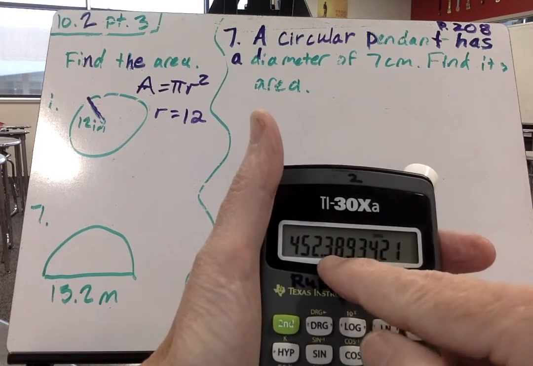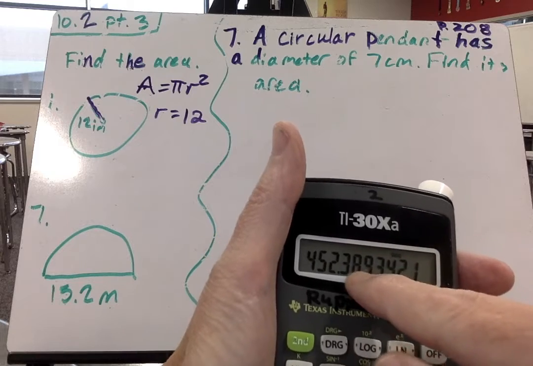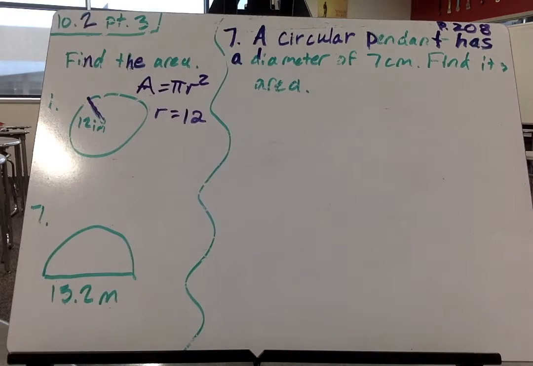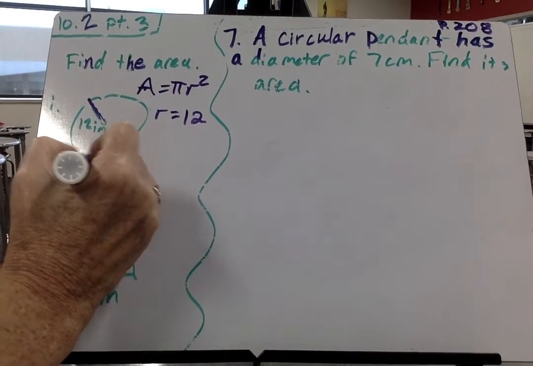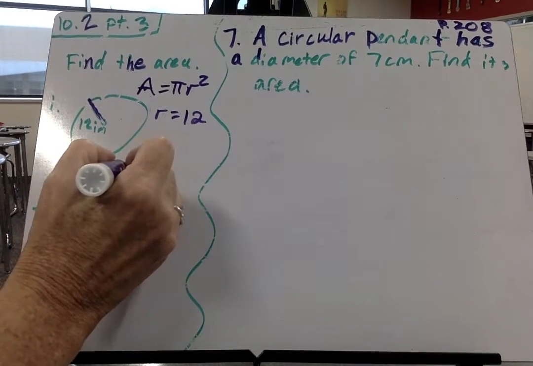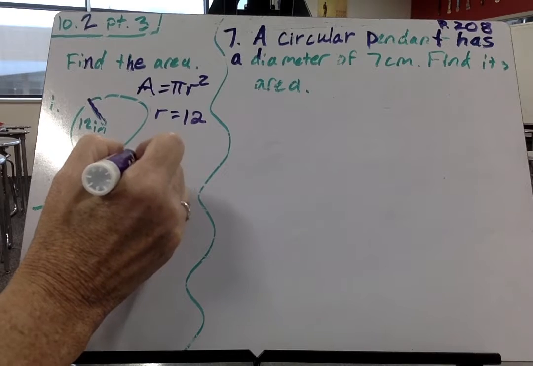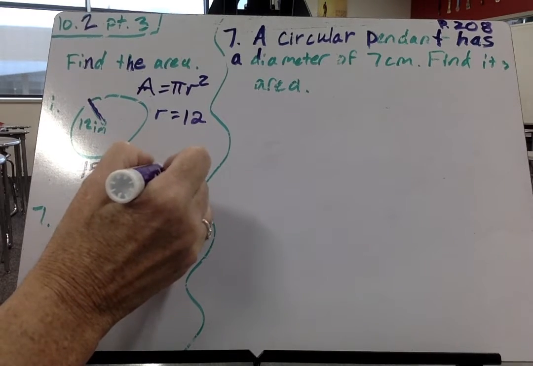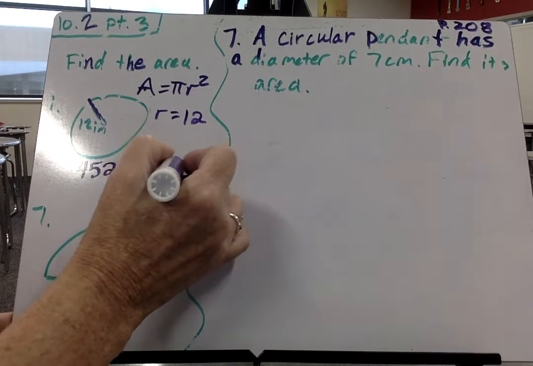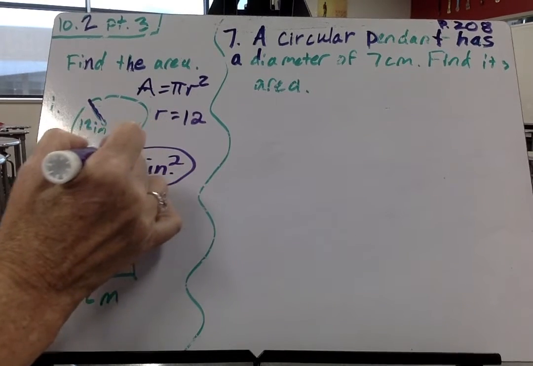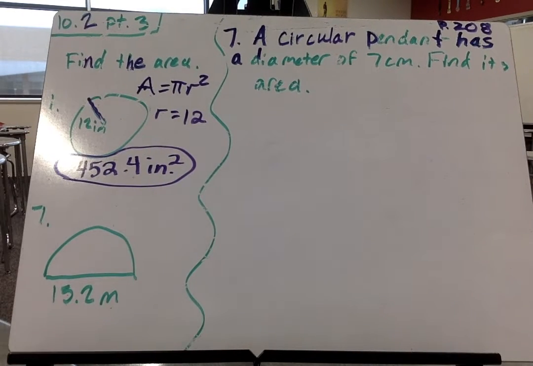We look at the hundredths place, it's 8 or above, so we change the 3 to a 4. So again, it's 452.4, and what's our units? Inches, and they're squared inches. So remember, area is squared. Okay.